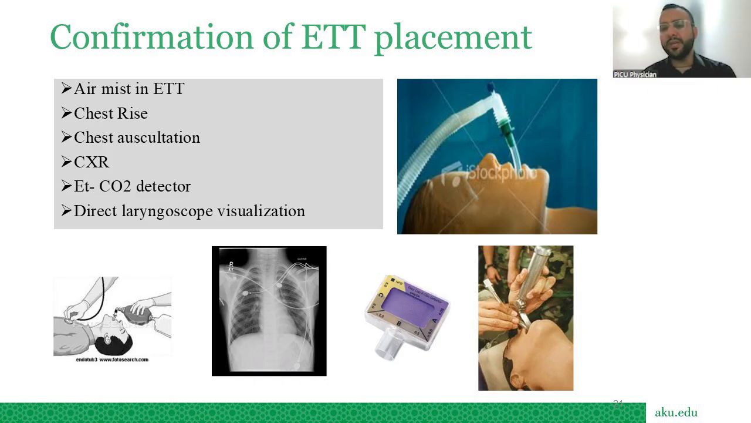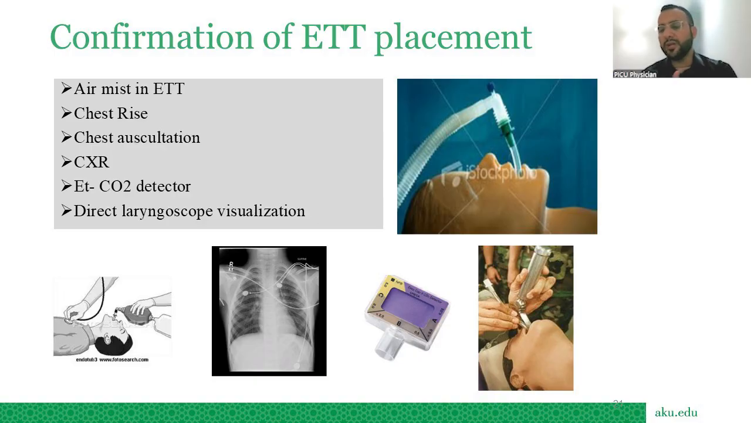Okay, how do you confirm an ETT placement? There are many ways through which we can confirm. First, there is air mist in the ETT. Second, you can see the chest rise through the bagging. Third, you can auscultate the chest with a stethoscope and confirm that the ETT is correctly placed in the trachea. Fourth, you can get a chest X-ray.